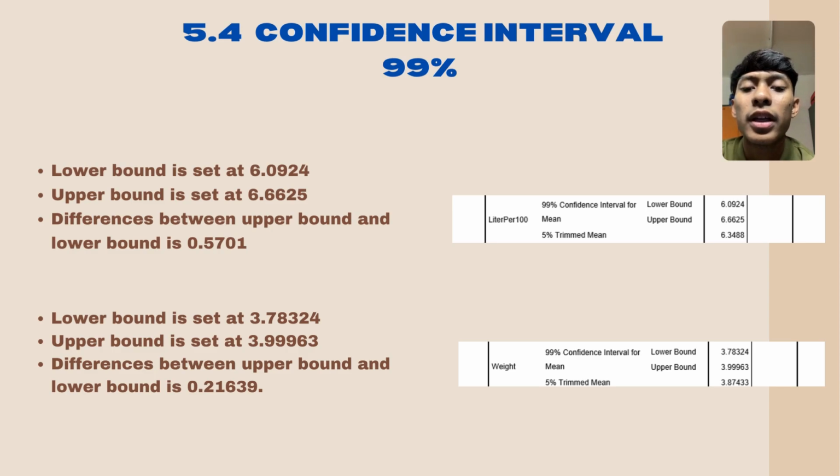0.5701. The 99% confidence interval for the mean in weight has been calculated. The lower bound is set at 3.78324 and the upper bound is set at 3.9963. The difference between upper bound and lower bound for the 99% confidence interval for the mean in weight is 0.21639.